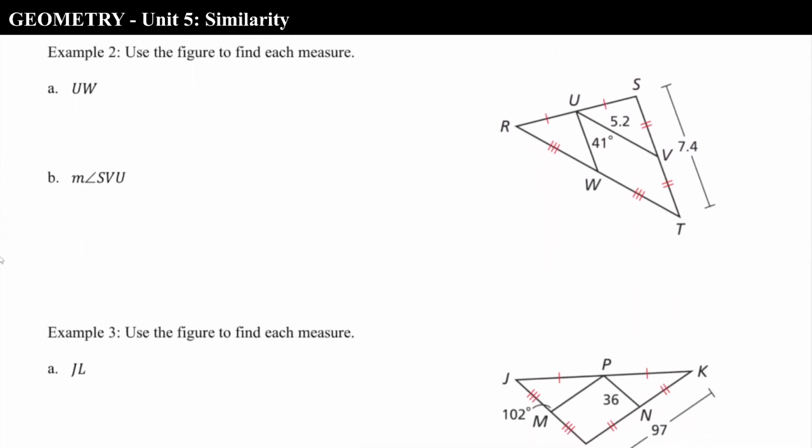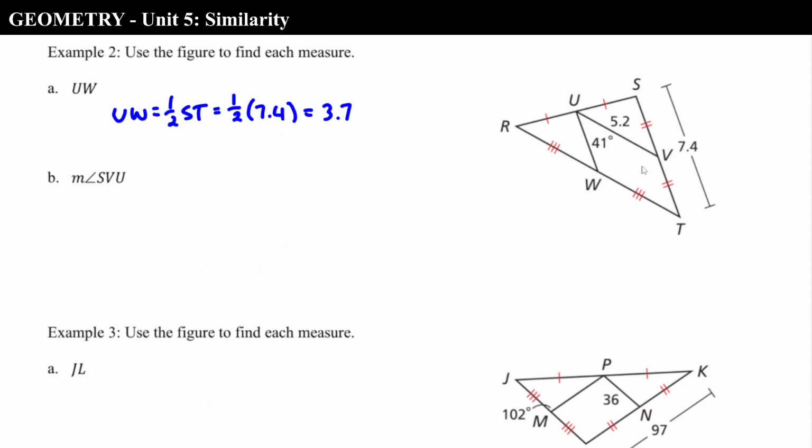So let's look at example 2. We're going to use the figure to find each measure. So first, UW. UW is parallel to ST. So therefore, we can say that UW is equal to 1/2 of ST. And if that's the case, then it's going to be 1/2 of 7.4. So UW is 3.7. That's all there is to it.